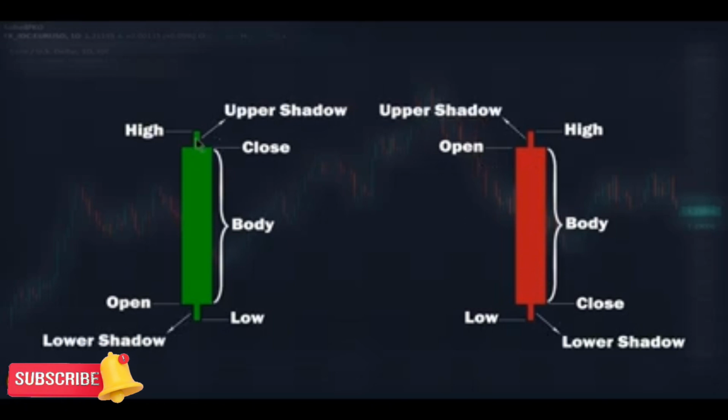The thin parts of the candle that you see here above and below the body are called shadows, or some call them wicks. The one that is above the body is called upper shadow, and the one that is below the body is called lower shadow. The top of the upper shadow shows the highest price that is reached in the session, and the bottom of the lower shadow shows the lowest price of the session. The body is usually the most important part of a candlestick, and the shadows are usually considered as price fluctuations.